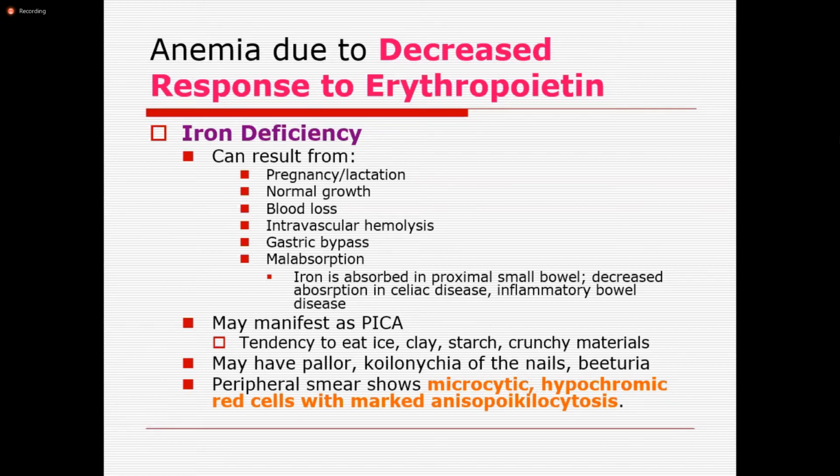Many of the patients may present with pica, a tendency to eat ice, clay, starch, crunchy materials, and may have pallor, koilonychia of the nails, pagophagia. Peripheral smears show microcytic, hypochromic red cells, and marked anisopoikilocytosis. Anisocytosis means variation in the size of the RBCs, and poikilocytosis is variation in the shape of RBCs. Next, please.